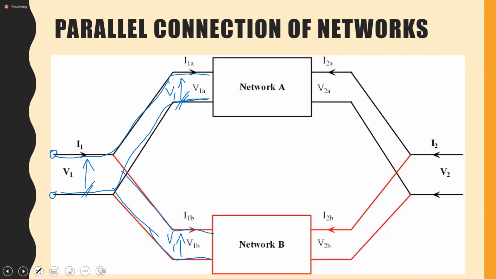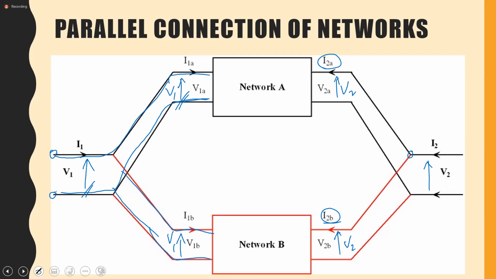And if we go to port 2, we do the same thing for the current. We have I2, yes? So the current I2 divides. I2B goes to network B, and I2A to network A. And again, V2 would be equal to V2A, so this would also be V2. And V2 is also equal to V2B. All right?